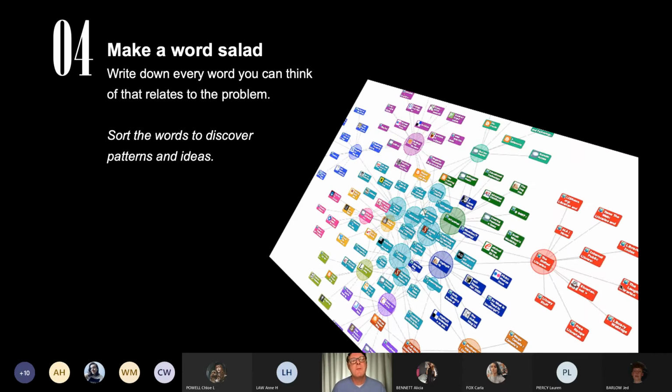Tip number 4, make a word salad. You're probably most familiar with this method, but I'm just wondering how many of you find it effective. I see a lot of you writing down words that you can think of that can be related to the problem. You sort the words to discover patterns and ideas. That's really important. But do you actually use these either spider diagrams or word salads?